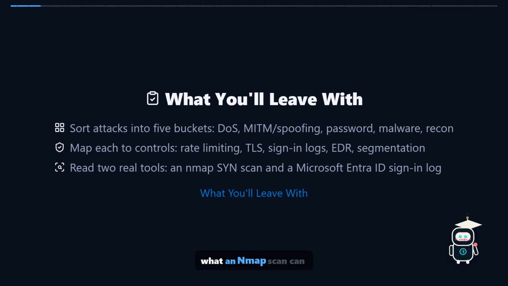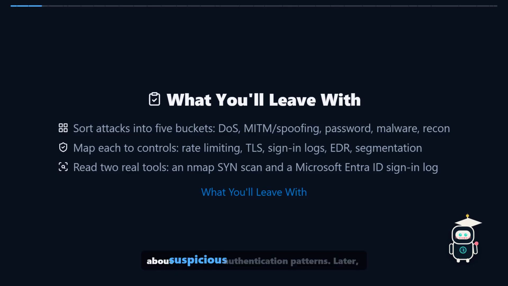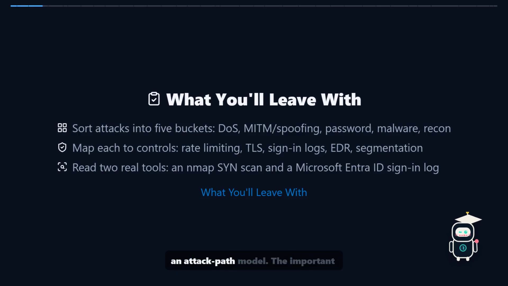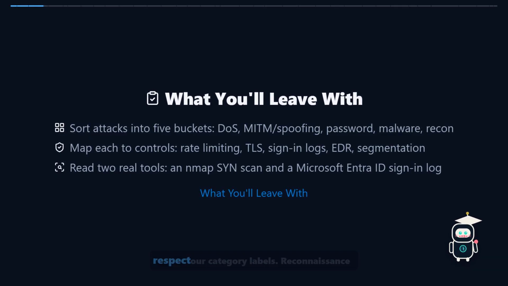We'll look at what an Nmap scan can tell you about exposed services and what Microsoft Entra ID sign-in logs can tell you about suspicious authentication patterns. Later, we'll connect these concepts into an attack path model. The important point is that attackers don't respect our category labels.